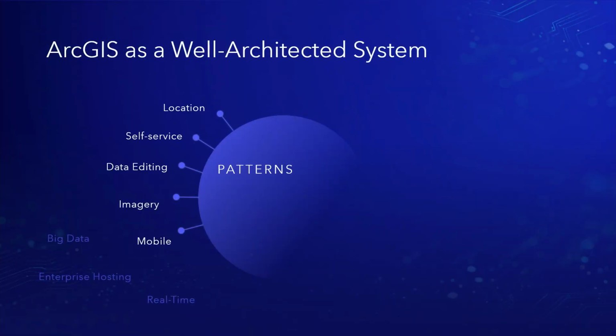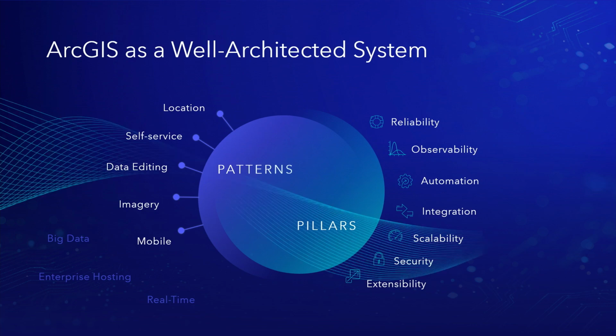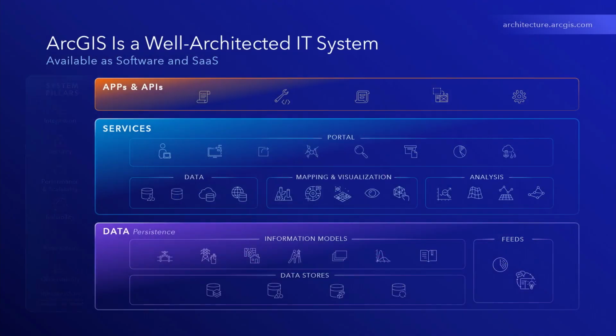Now let's look at a well-architected system. It comes with various patterns of implementation, like you see here. And then you take into account these IT pillars. These are the desired characteristics of any enterprise-class system. And then, as you fold these things together, you get best practices. And this best practice is what we call a well-architected system.